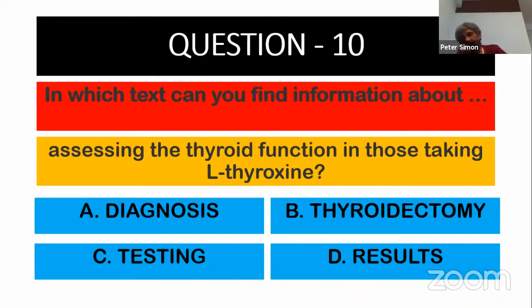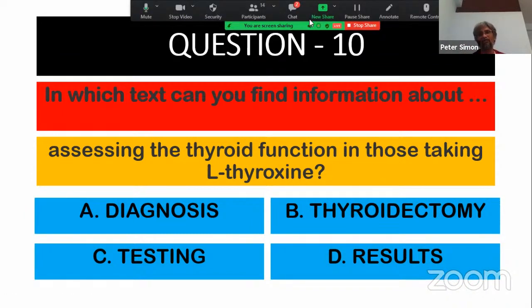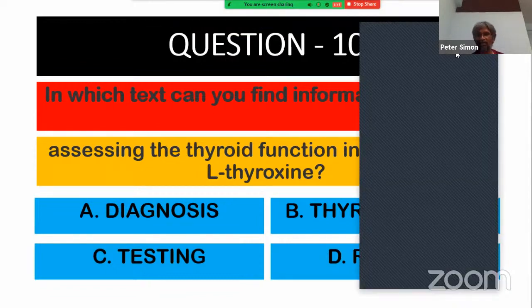Then what will you find here? Is it diagnosis, thyroidectomy, testing or results? Maybe a little bit here and there, no problem, but you will reach. Even if you don't get the 100% answer, at least 50% you will get. It is guesswork; you have to think. This is called logical induction and deduction, which is very, very important.